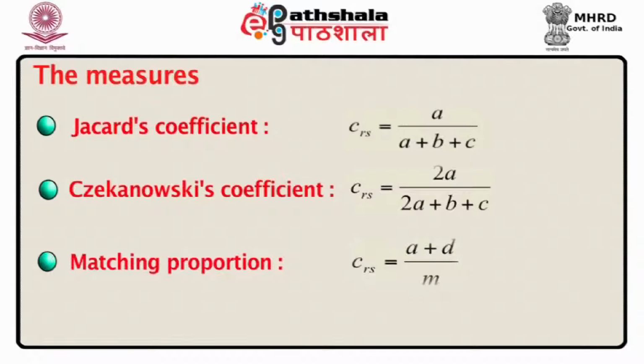Similarly, for the next coefficient as well. Of course, in this case, we just take twice of A, but otherwise the measure is similar. Whereas in matching proportion, we are looking at A plus D. That is, either both the individuals have the characteristic present or both the individuals do not have the characteristic, divided by the total number of variables in this case.